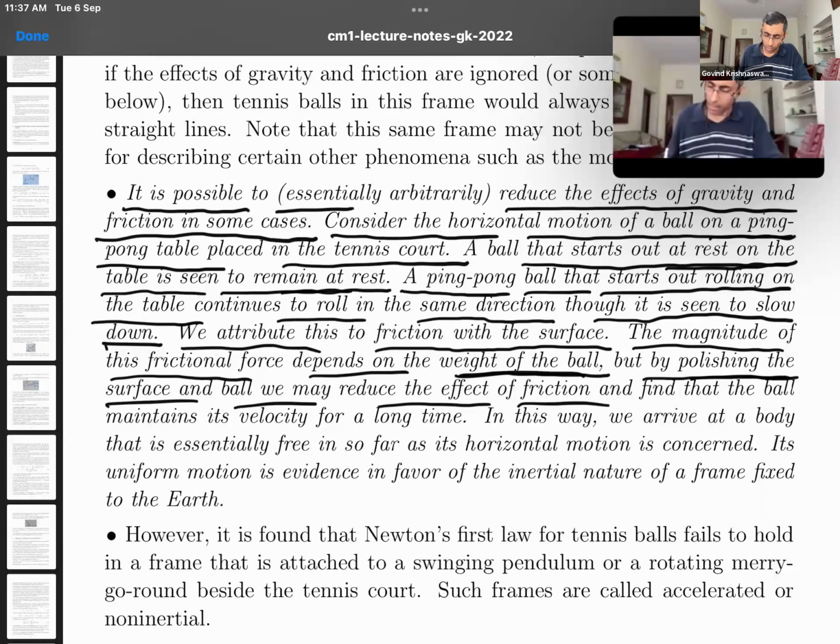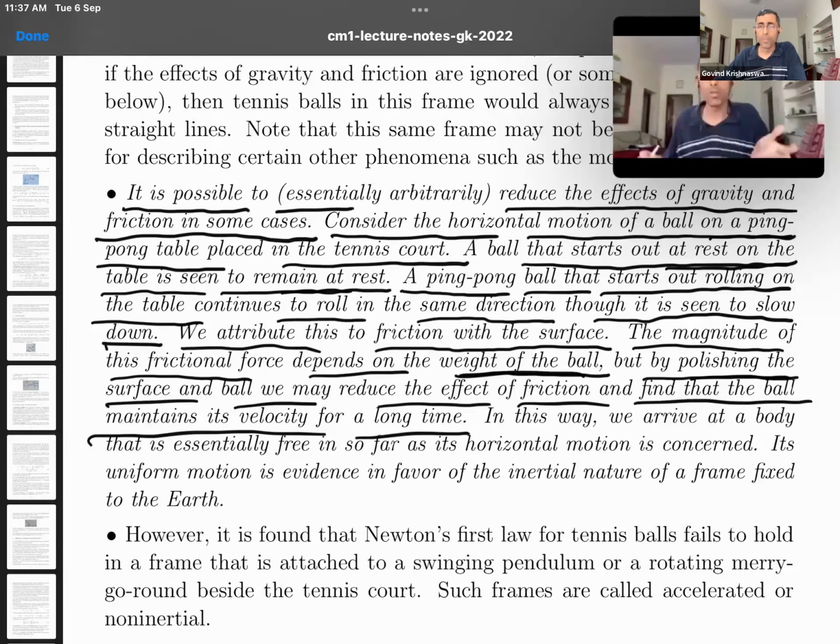So in other words, what we find is that the ball maintains its velocity for a long time. Based on this evidence, we would arrive at a body, namely a ball, that is essentially free.